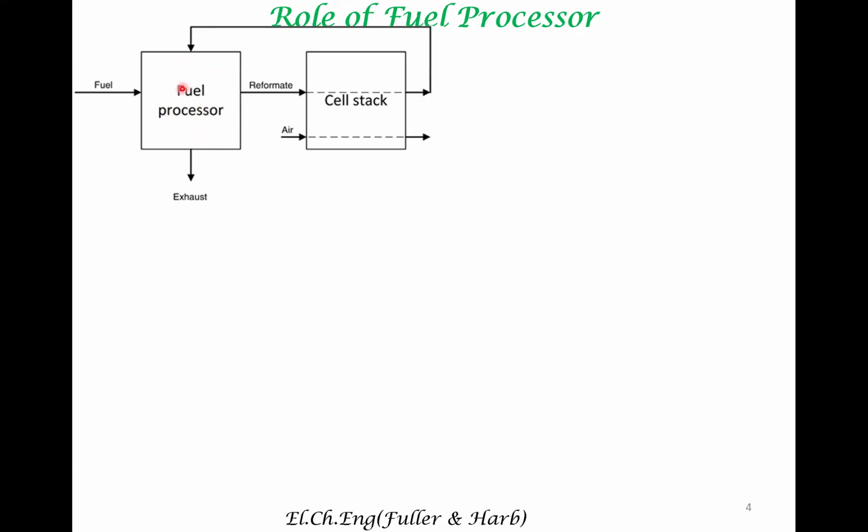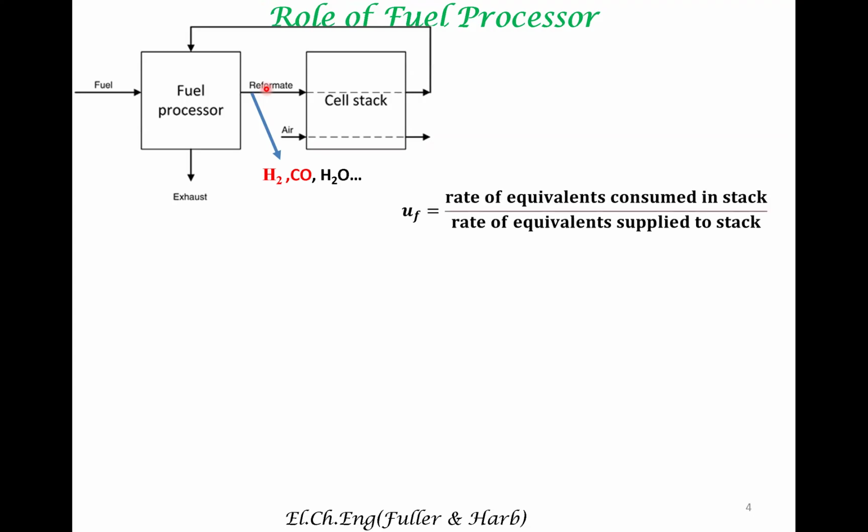So the composition of the fuel processor can be quite complex, and the reformate stream that gets into the fuel cell stack might have many components. It may have hydrogen and carbon monoxide. Both can be oxidized. Therefore, both can act as a fuel. It may have H2O. It may also have some nitrogen that is recycled back in some cases. So one way of defining utilization of the fuel is the rate of equivalence consumed in the stack divided by the rate of equivalence supplied to the stack.